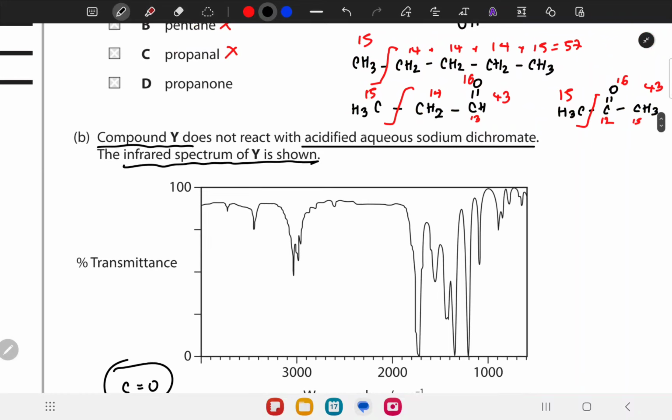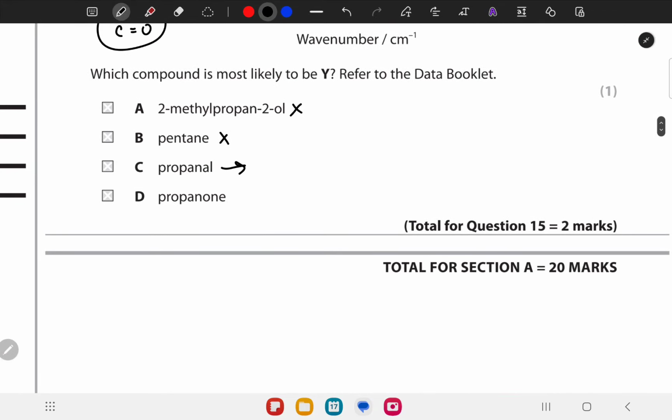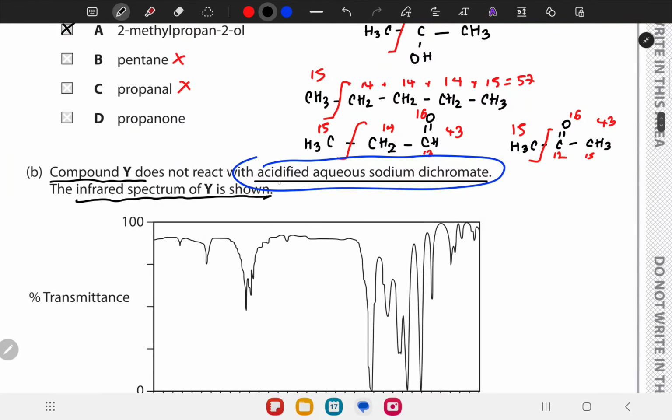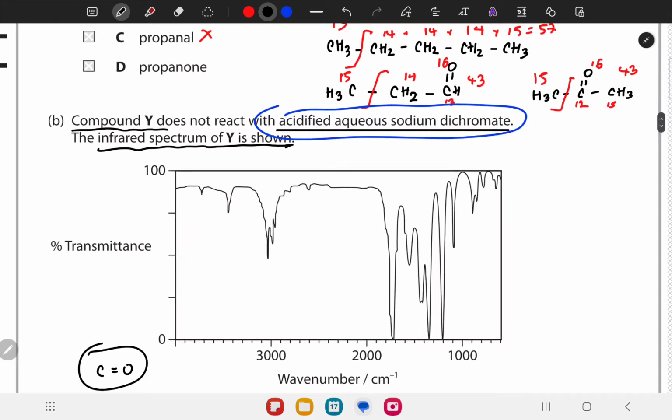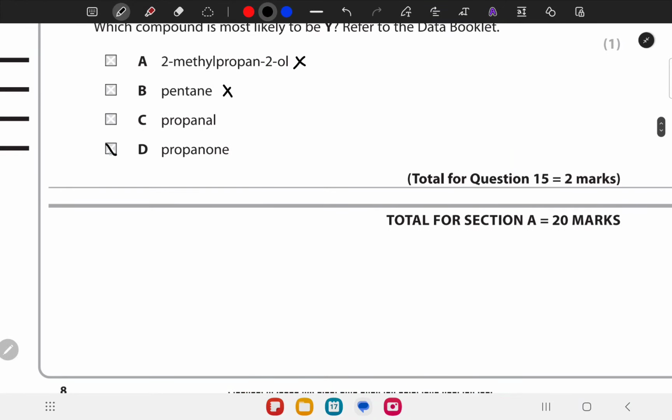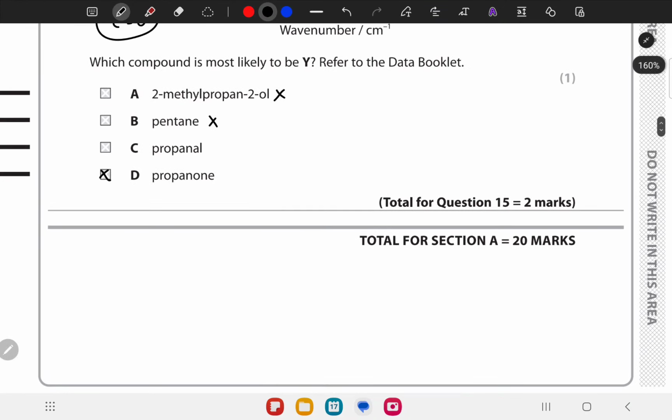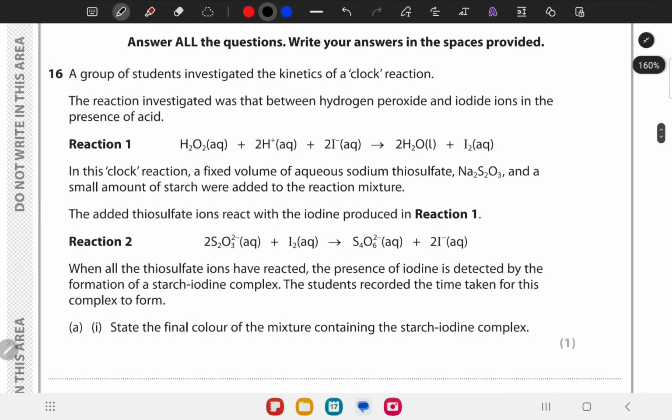Now we are told that it also reacts with acidified aqueous sodium dichromate. The aldehyde propanal reacts with it. So propanal reacts with acidified aqueous sodium dichromate while propanone doesn't. So this must be propanal. And that's it for the MCQs.